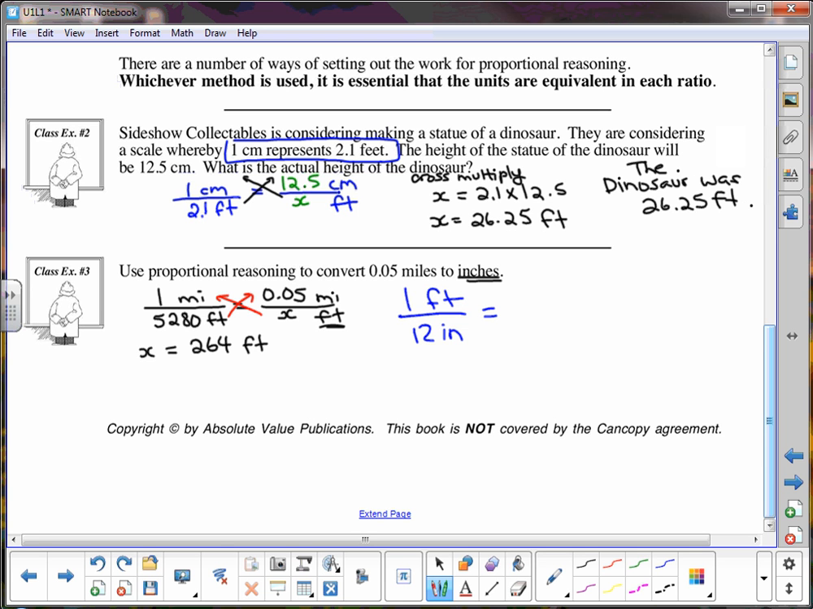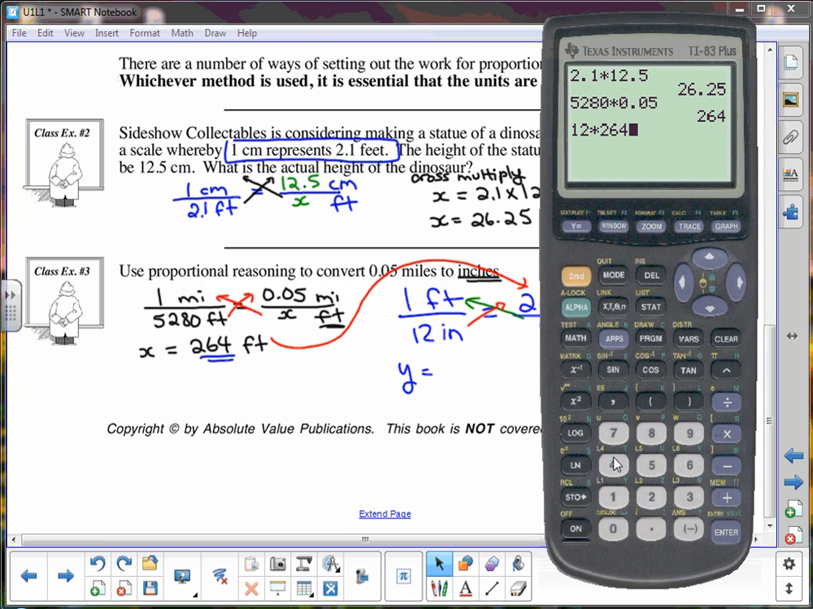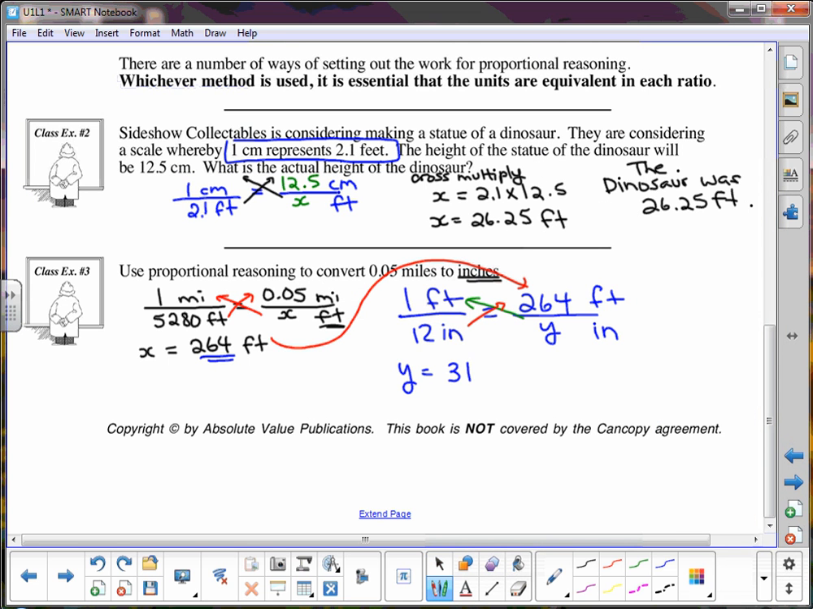Now we fill in our information. What do we know? Remember, first line: feet, inches. We know that we have 264 feet. We just found that out. That is going to go in here. Our new one, 264. And we're looking for inches, so instead of x, I'm going to use y. And we cross multiply. So 1 times y is just y. And 12 times 264, so your calculator: 12 times 264 is 3,168. And what's the unit we were looking for? Inches. So there's our solution.